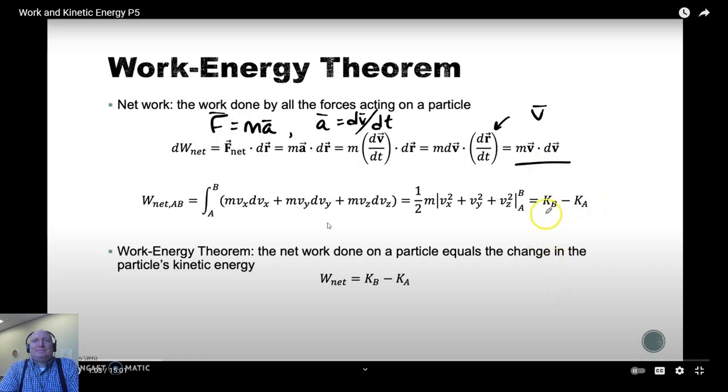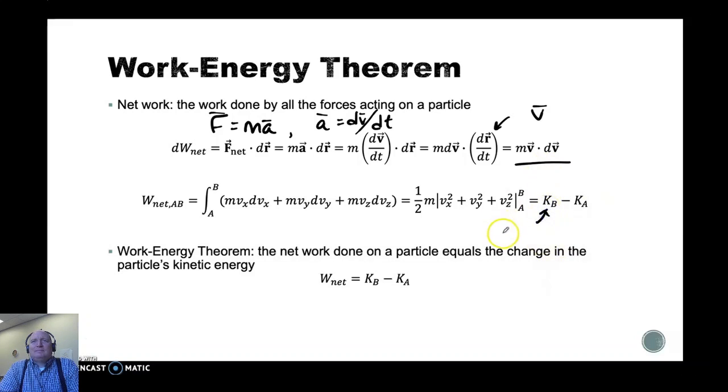Okay, where these are going to depend on x, y, and z coordinates. Okay, so the work energy theorem states then that the net work done on a particle equals the change in the particle's kinetic energy. Okay, so this is our work energy theorem. Cool.